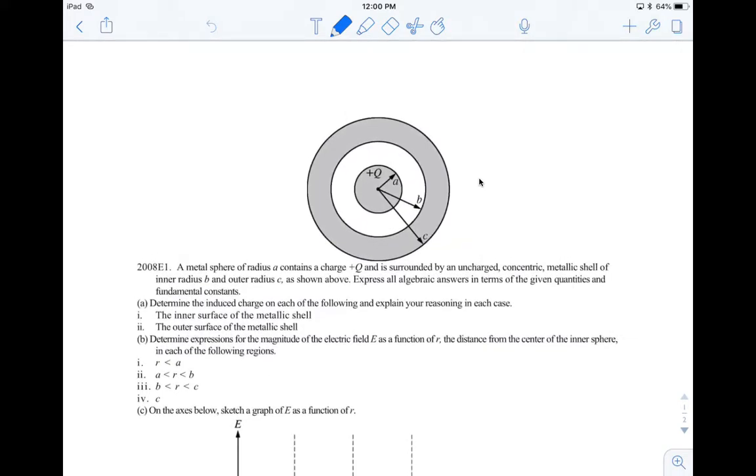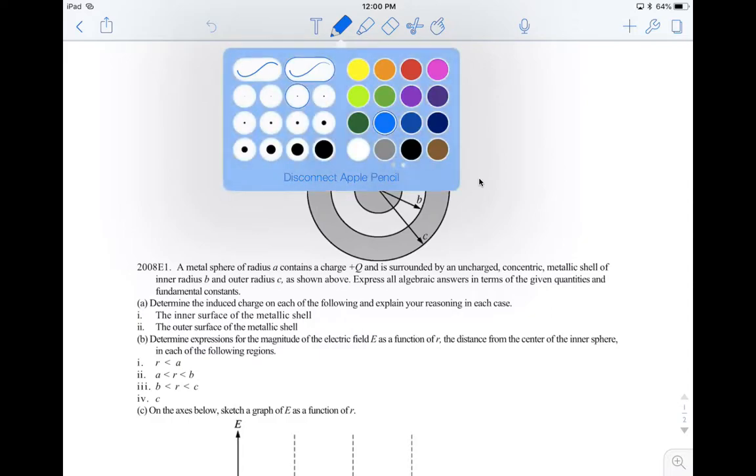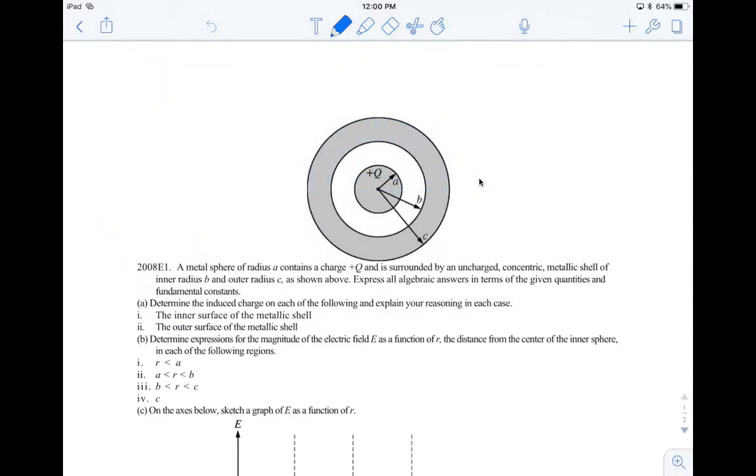Okay, so we have this charged sphere on the inside, and then we have this conductor on the outside, and we know that charge on a conductor is allowed to move freely, and so what we're going to see happen is the negative charges are going to want to move on the inside of the shell so that they can be close to the charged sphere, and then the positives, so there's going to be a net positive left on the outside of the shell.